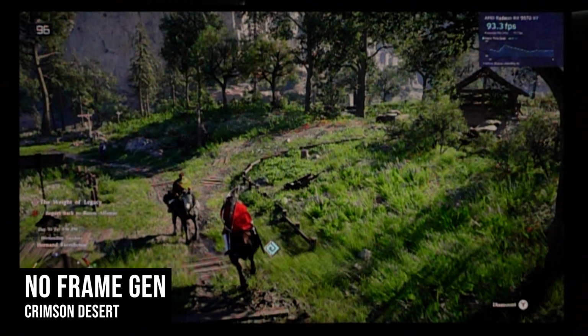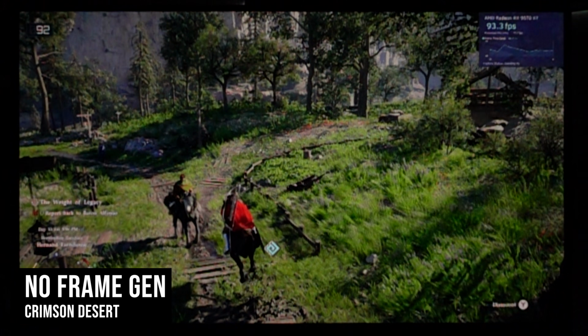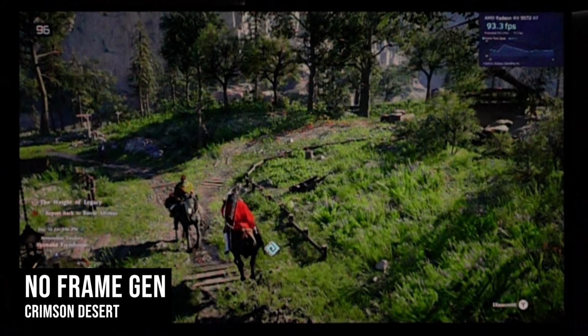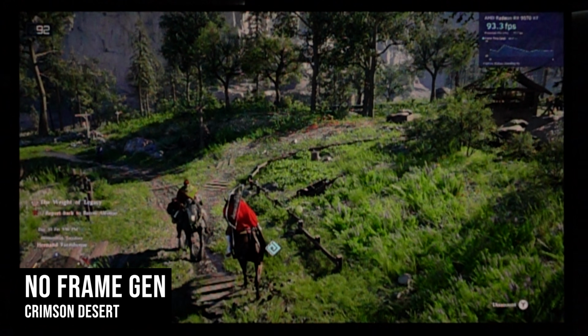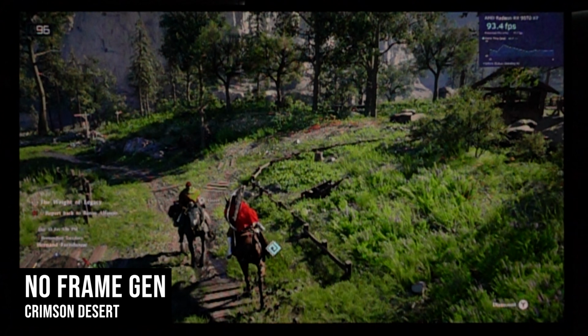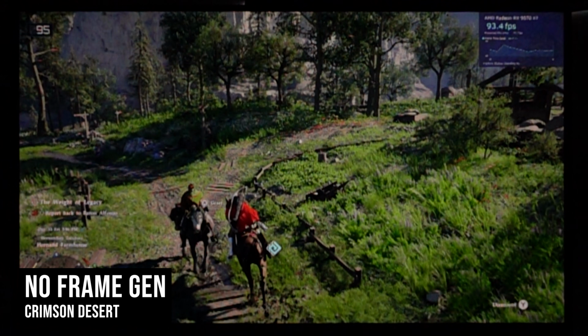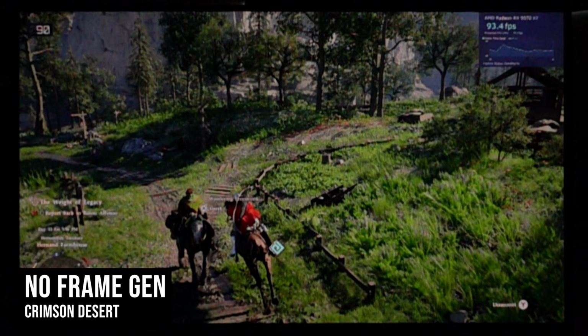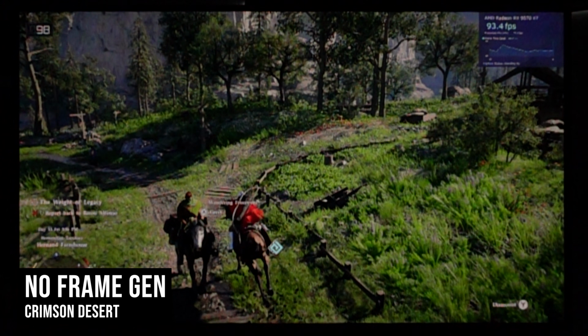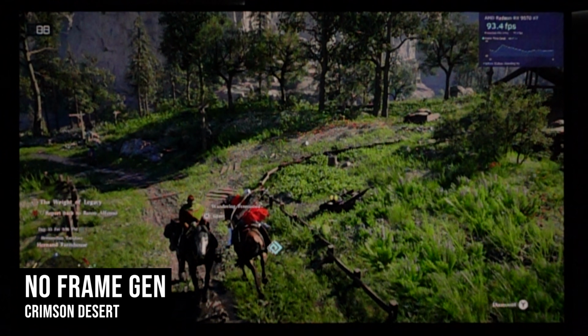Then as a sanity check, just to make sure the GPU is working properly, I decided to disable frame generation and lower settings so that the frame rate improved to around 90 FPS. Here, without frame gen enabled, frame pacing was much better and has a consistently paced output on my display. In practice, this configuration felt better to play as it was smoother and less juddery.